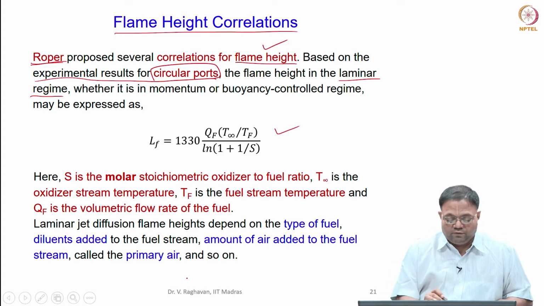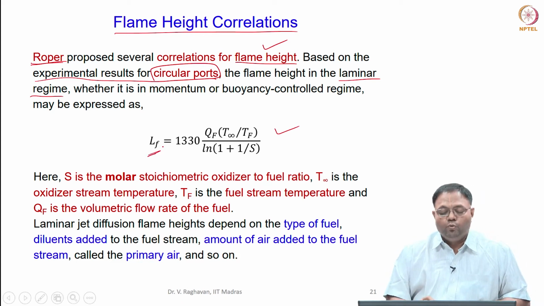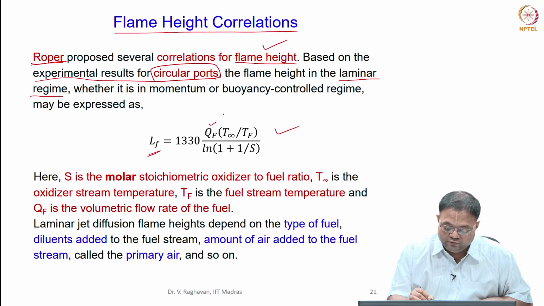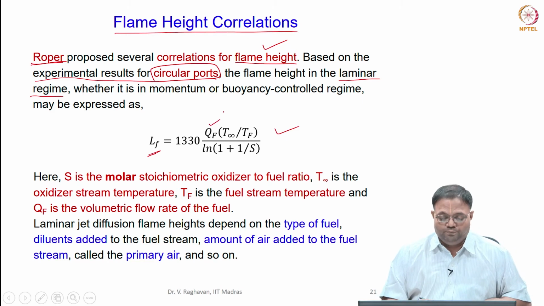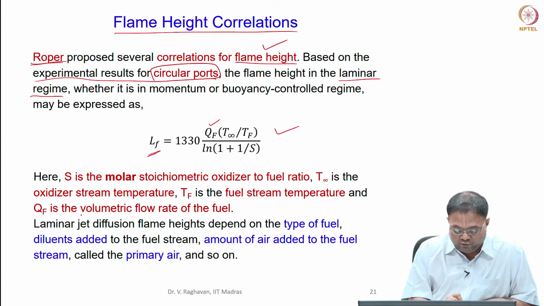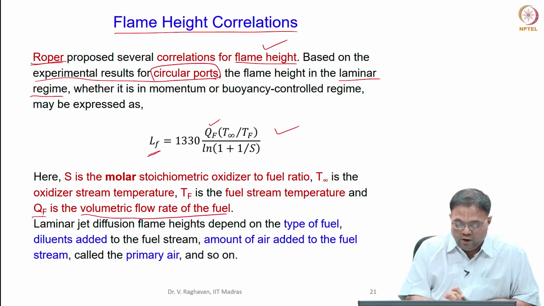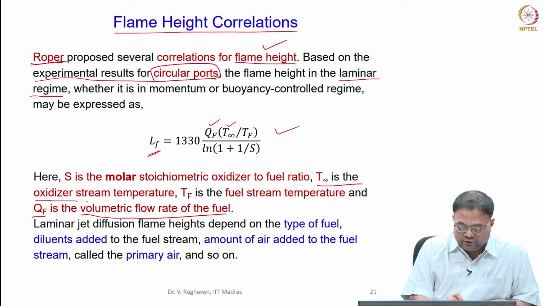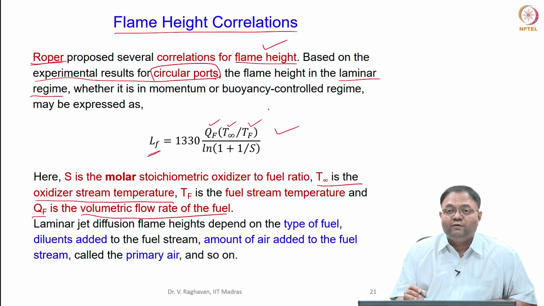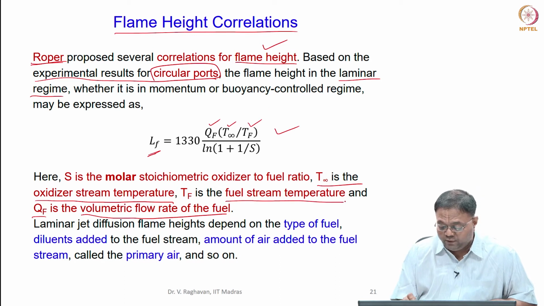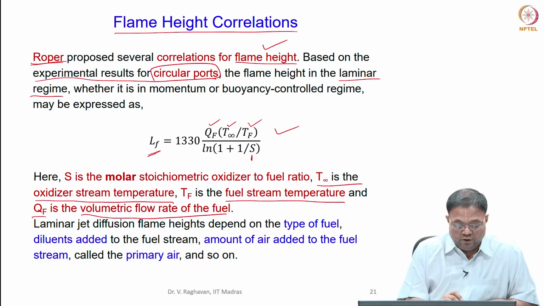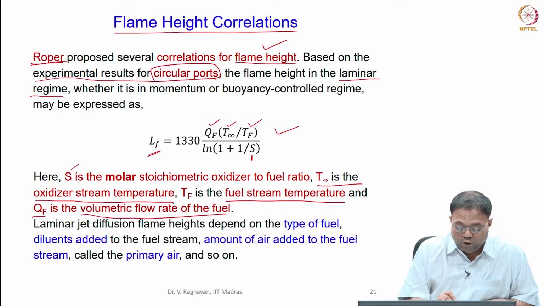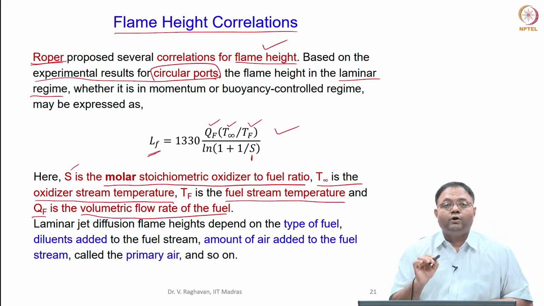The length of the flame, or the flame height, will be equal to 1330 times Q_F, the volumetric flow rate of the fuel, where T infinity is the temperature of the oxidizer stream, T_F is the fuel stream's temperature, and S, which appears at the bottom in a natural logarithm term, is the molar stoichiometric oxidizer to fuel ratio, molar based.